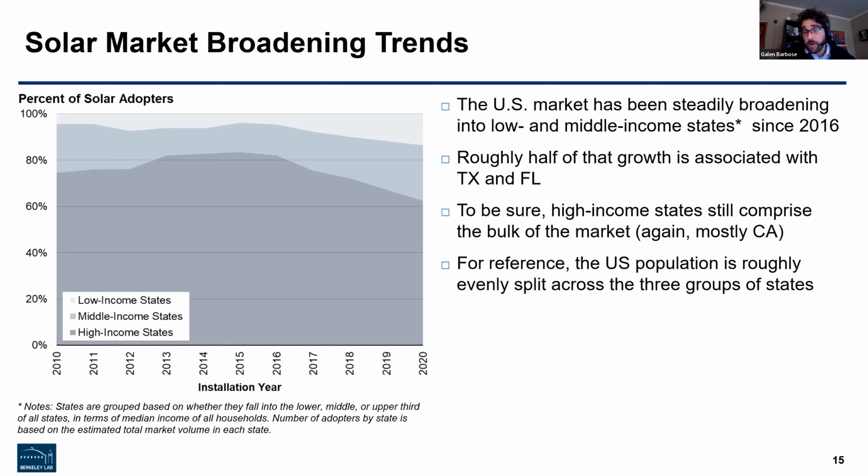A big part of that is due to Texas, which is among the middle income states, and Florida, which is among the low income states. Those two represent about half of that shift that we're seeing here.